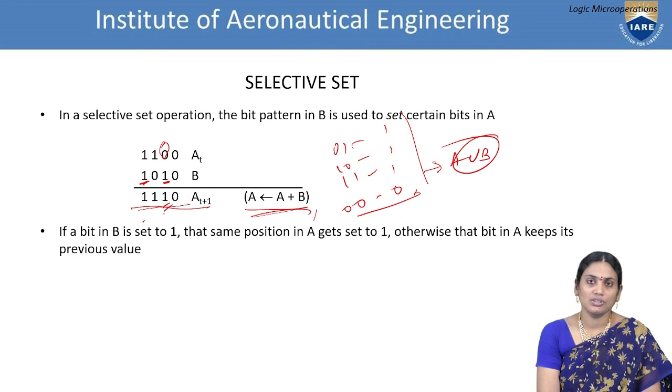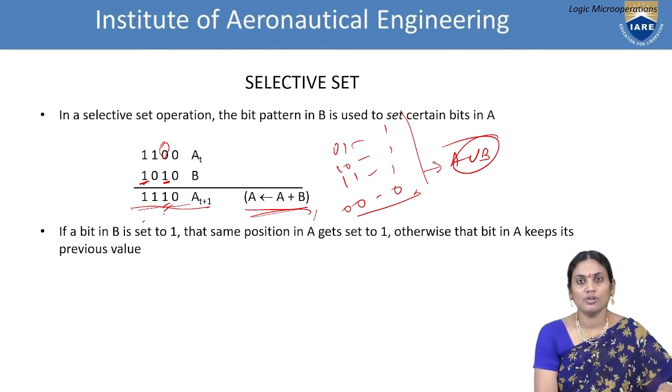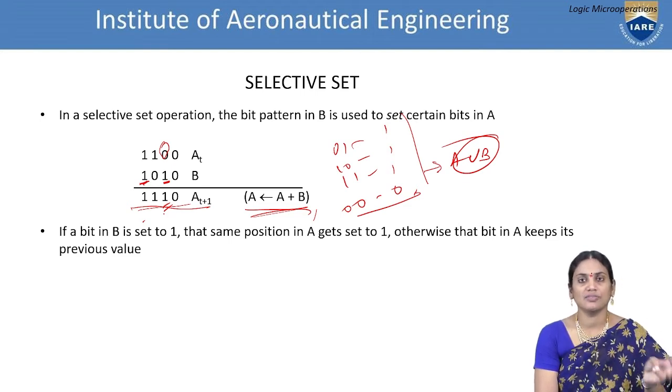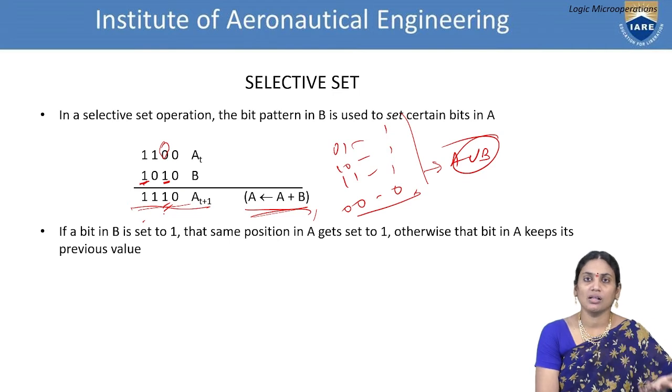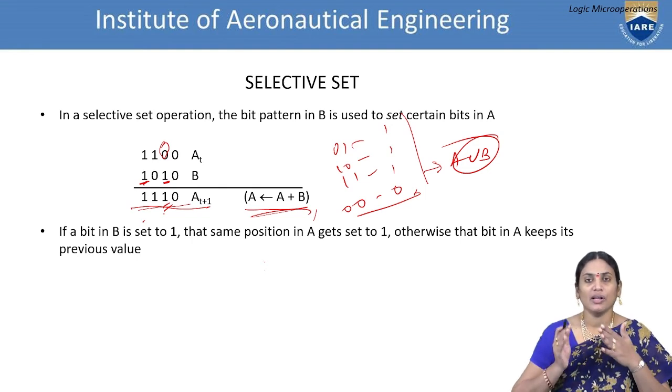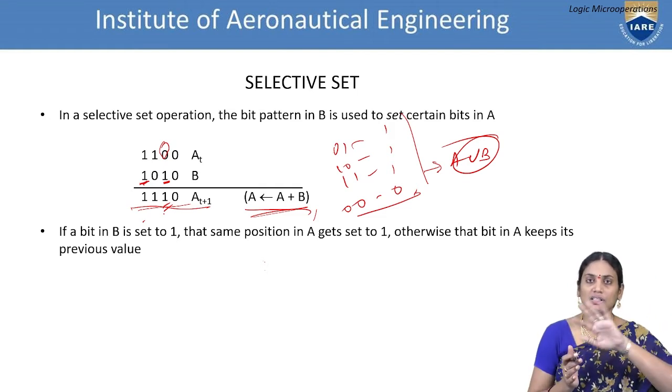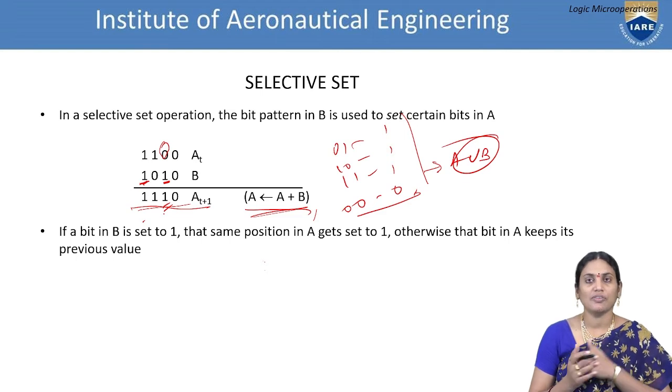The basic idea here is that AND or exclusive OR all perform based on 2 inputs. But here, if you are intentionally focused on handling only a part or portion of A, then you are focusing on special operations like selective set, selective complement, compare and other combinations. Why do we call this a selective set? Because whenever I find 1 in the B section or in the B register, only the corresponding bit gets affected in the A section. Otherwise, it keeps as it is.